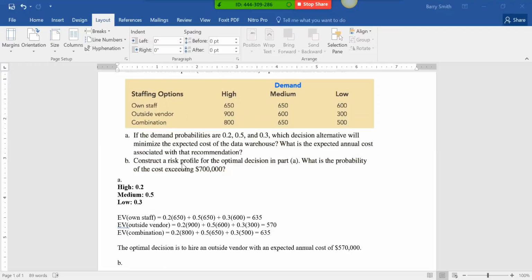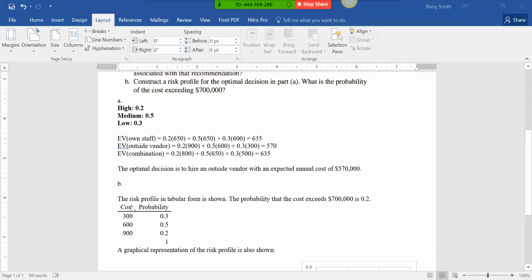Now it says construct a risk profile for the optimal decision in part A, and what is the probability of the cost exceeding $700,000. All right, so we chose this outside vendor, and so what we need to do now is construct a risk profile. So basically, we're just going to go from low to high, so 300 to 600 to 900, and then put our probabilities here. And so this is going to be our risk profile. The costs 300, 600, 900, and then the probabilities are 0.3, 0.5, 0.2. Okay, so that's what it is.